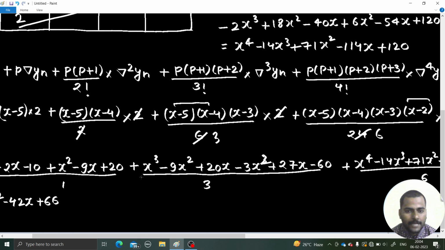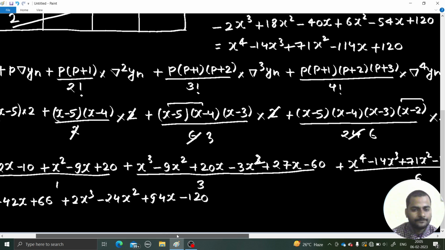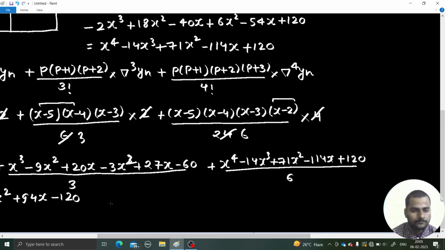Everything is multiplied by 2 here. So 2x cube minus 9 minus 3 minus 12 into 2. So minus 24x square. 20 plus 27 is 47 times 2 is 94x, minus 120, and this as it is.